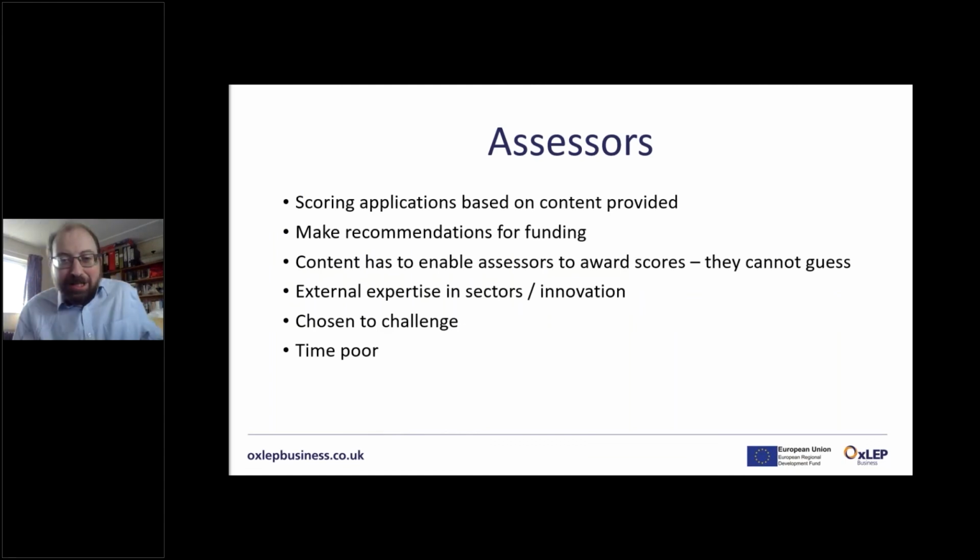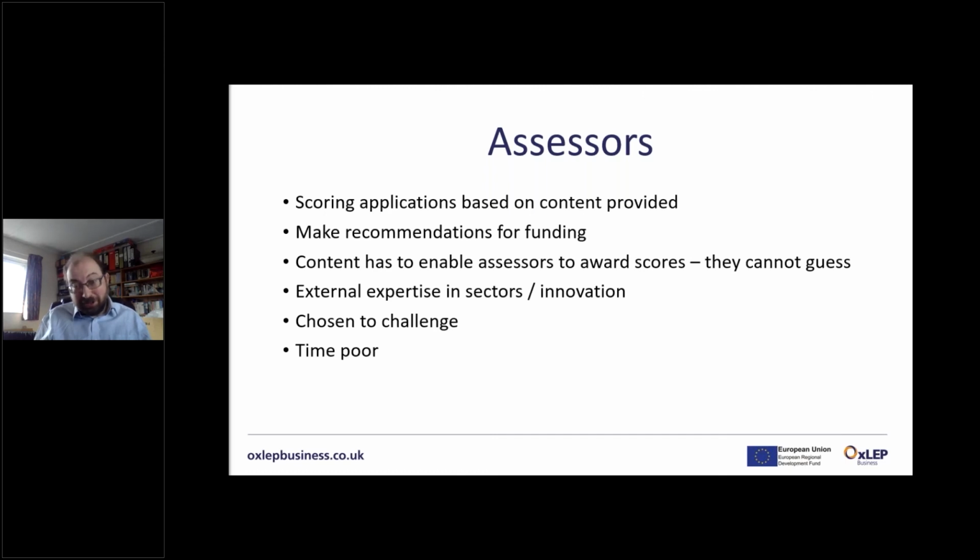So this is my new slide on why applications are unsuccessful. And it's mainly thinking about assessors. Now, I don't mean applications are unsuccessful because assessors are mean and nasty. Generally speaking, we're not. We are looking for ways to award scores.